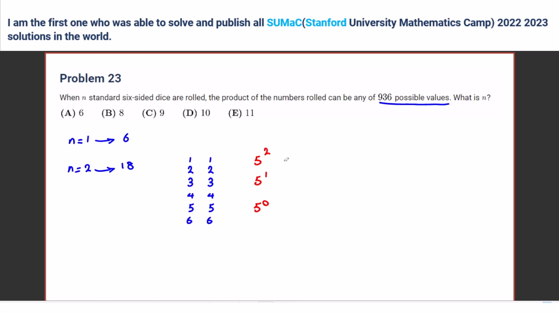Right, okay. Suppose the product is P. So 5 squared is the maximum power that divides P, or 5 to the 1, or 5 to the 0. It means that we don't have any 5. So in the first case, how many products are there that are a multiple of 5 squared? Only 1, 25. What about this one?